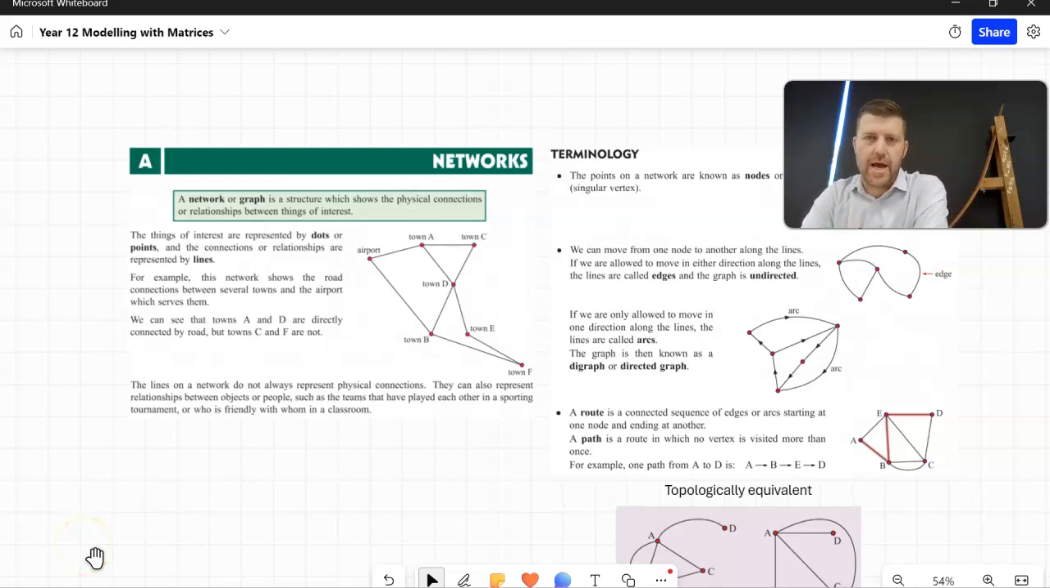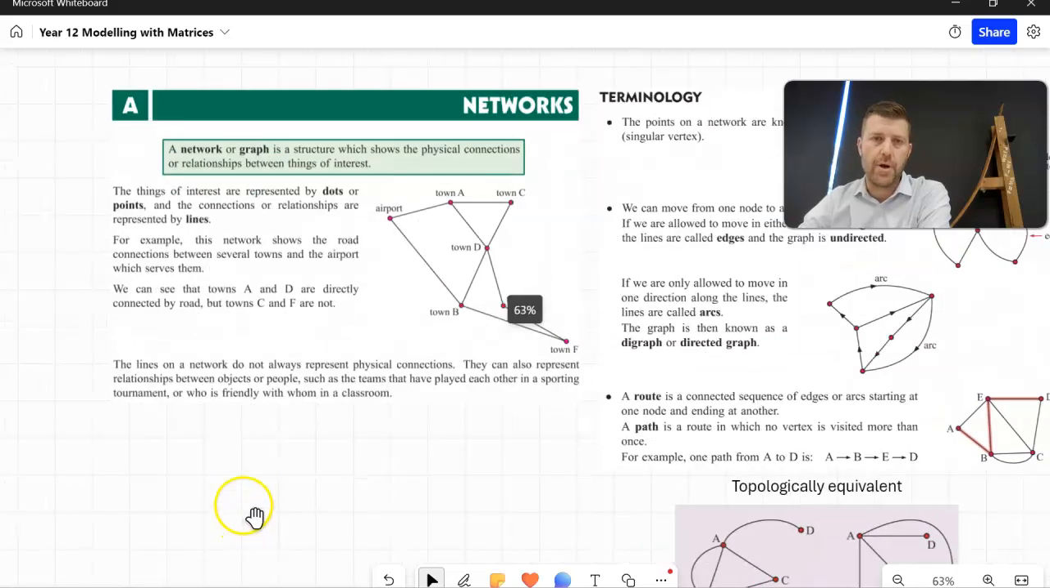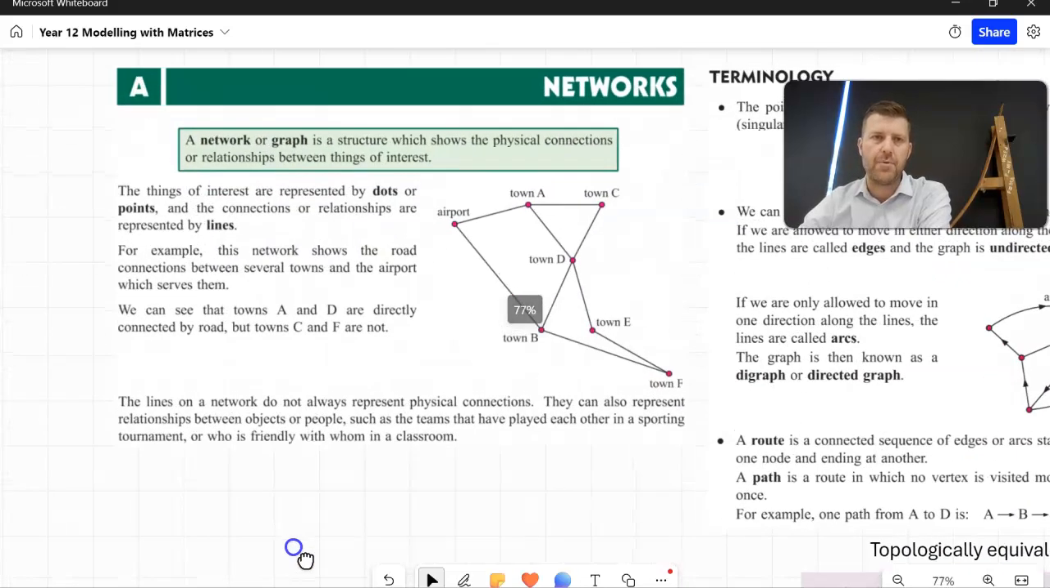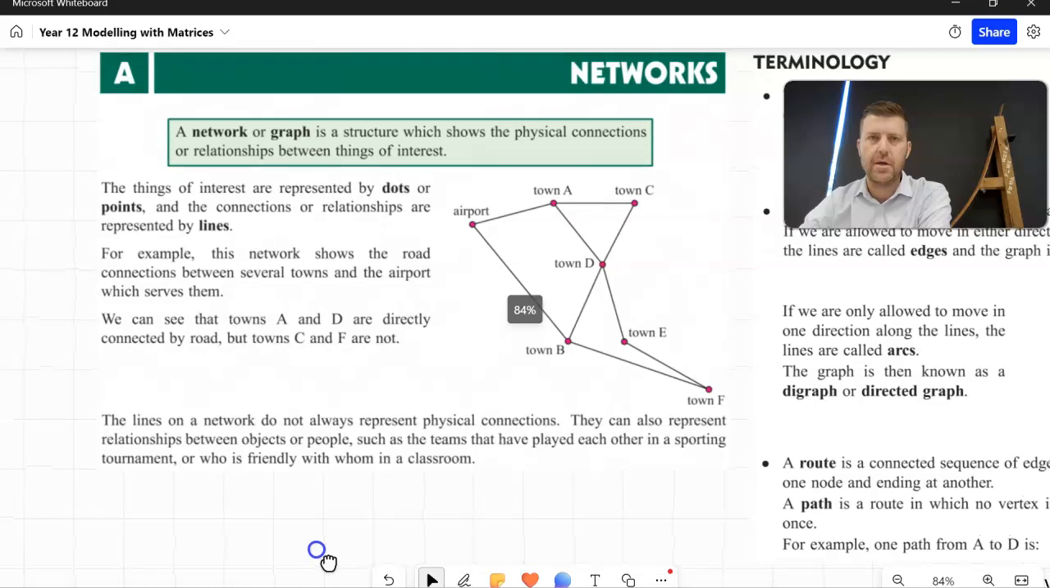Just a short video today as a bit of a recap into networks, or for those of you who haven't done the topic before, a bit of an introduction to networks. So what are networks? Networks are basically a map or a graph that is showing a relationship between things of interest and how they are connected.